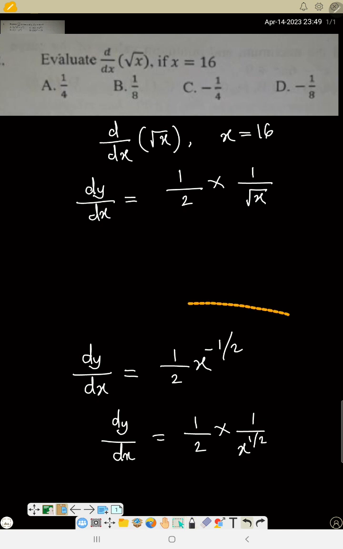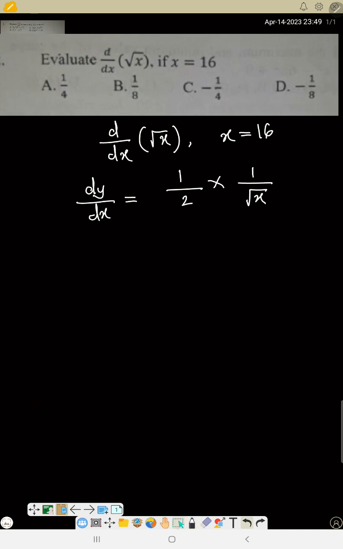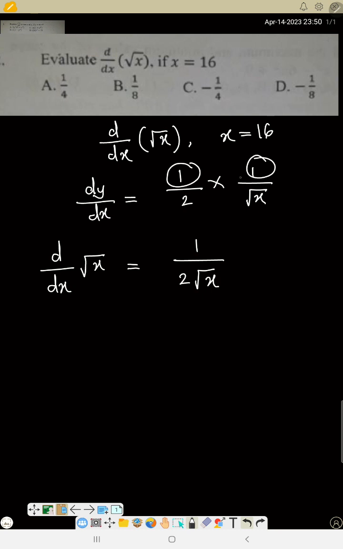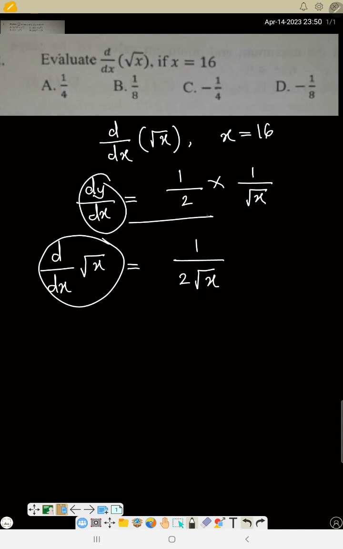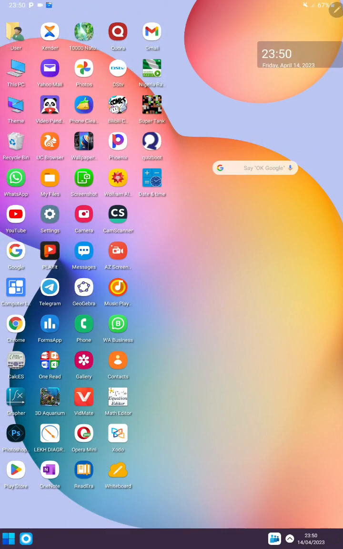So you can now multiply. So this simply means dy/ds of root s is equal to 1 over 2 root s, because 1 times 1 is 1, and 2 times root s is 2 root s, like that. So now this should be the answer, because we have found the dy/ds of root s.